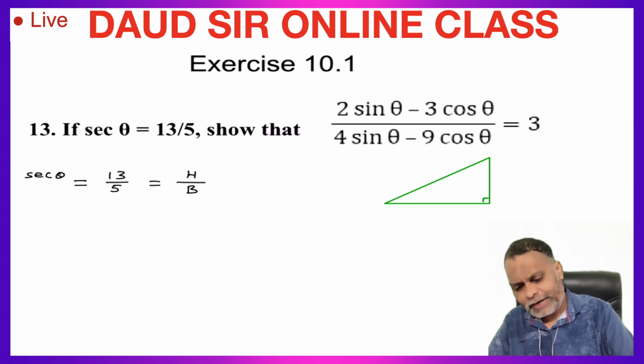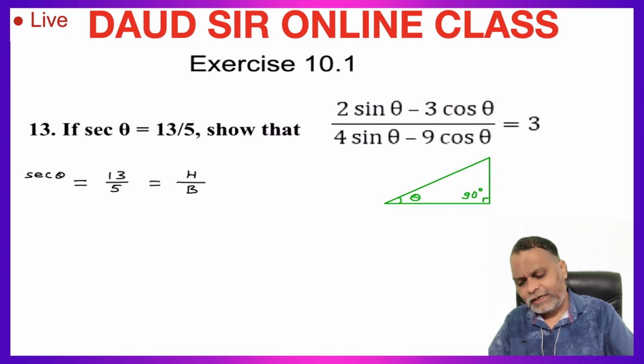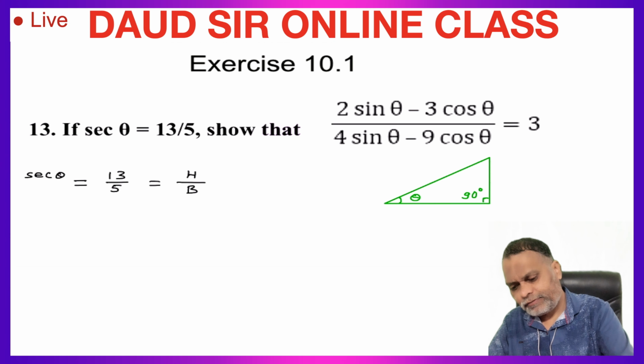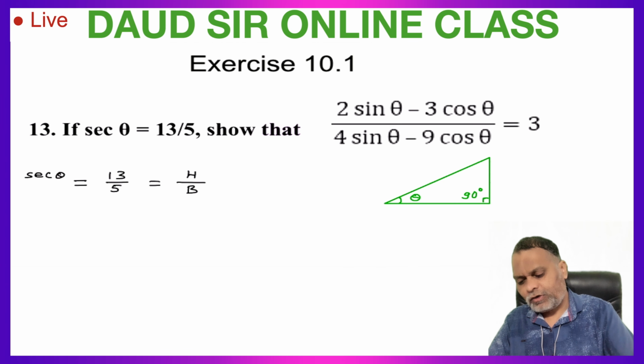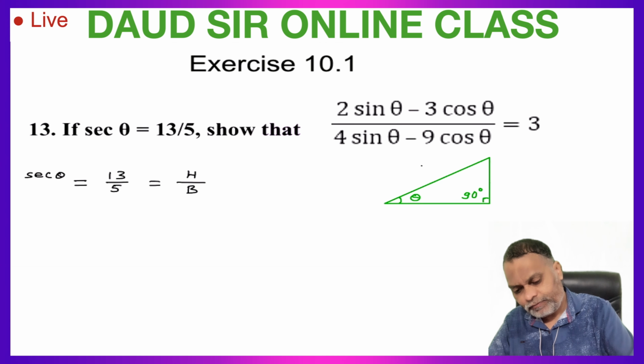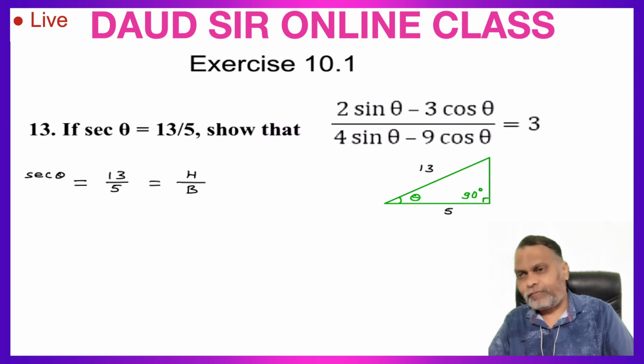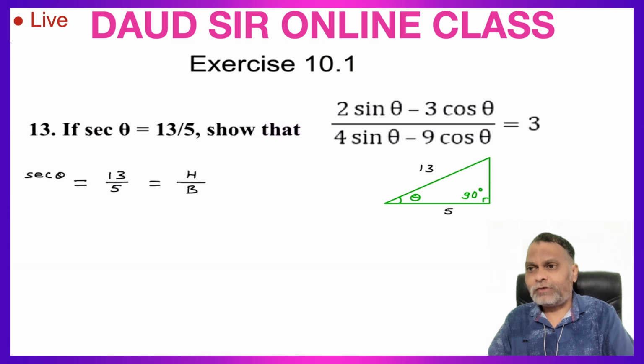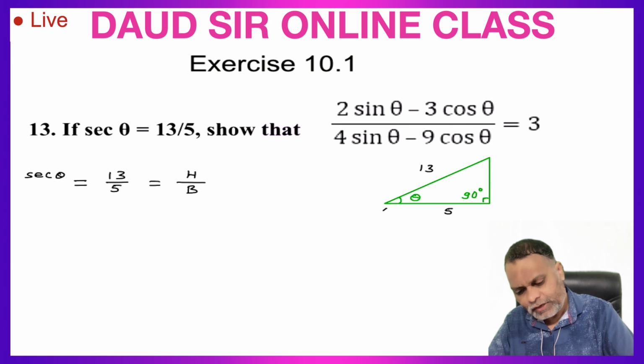Suppose this is a right angle triangle, this angle is 90 degrees and this acute angle is theta. So for this theta, this is base, this is perpendicular, and the side opposite to 90 is hypo. So hypo upon base: 13 is hypo and base is 5. Now calculate this third side by using the Pythagoras theorem. So label it A, B, C.